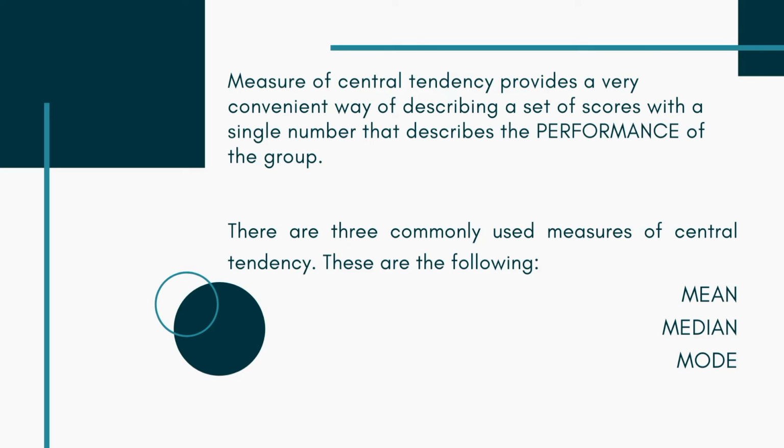Measure of central tendency provides a very convenient way of describing a set of scores with a single number that provides the performance of the group. It is also defined as a single value that is used to describe the center of the data. There are three commonly used measures of central tendency. These are the following: mean, median, and mode.